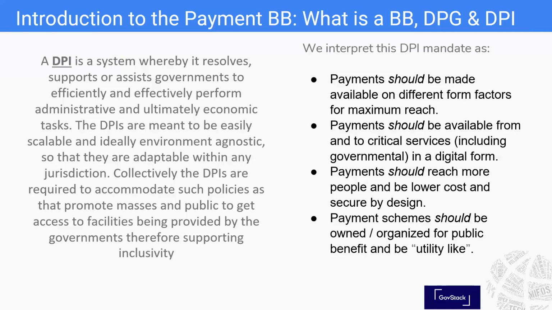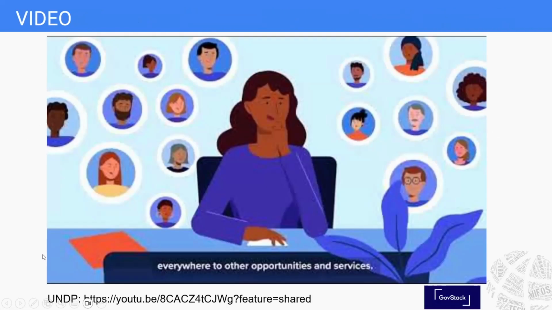The payments can be made in many different forms, so that's how we interpret that to be. It should be available to provide support for critical services. It should be able to reach people and be lower cost, because that will enable uptake and inclusivity, and ultimately it will be a public benefit, a public good, and hence it will be owned publicly. Rather than us talk about it more, this is the UNDP definition of digital public infrastructure.